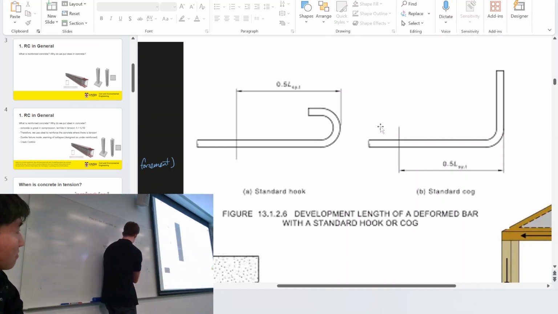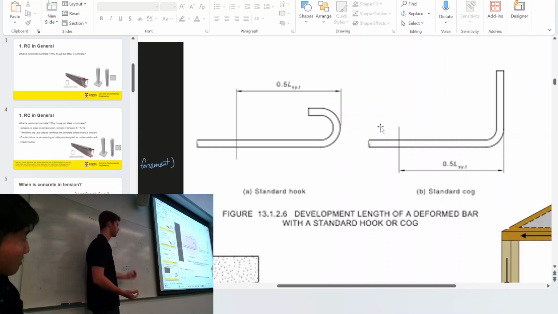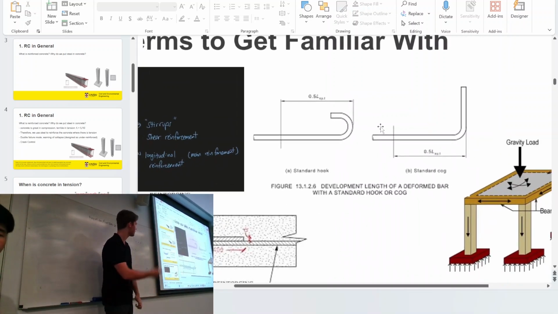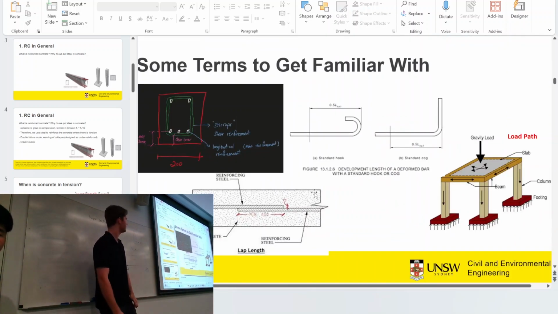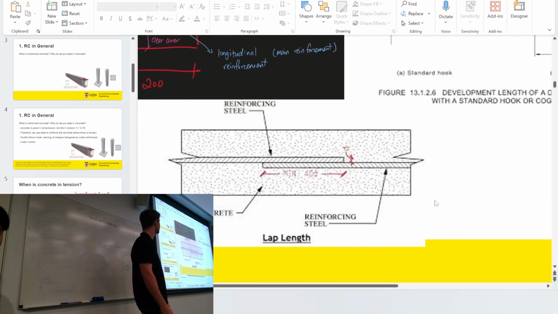Because if you just have it leaving off a little bit there, then this part which is in tension is just not going to do anything. Anyway, so cogs, hooks, other terms to get familiar with, as well as lapping.